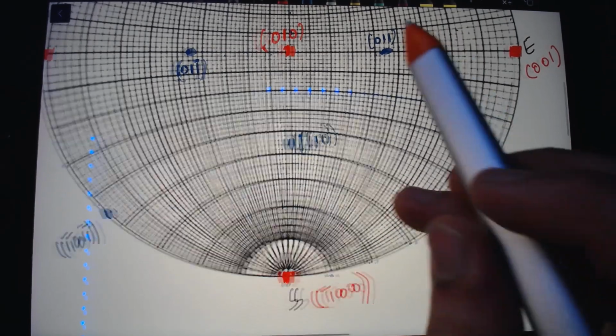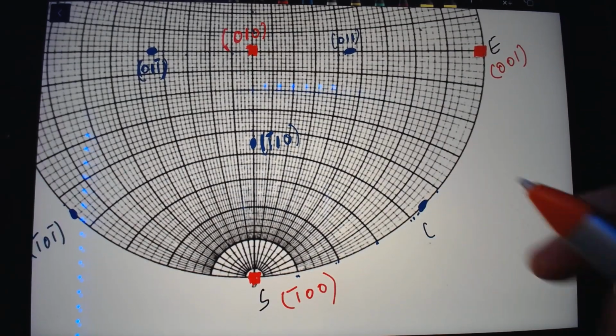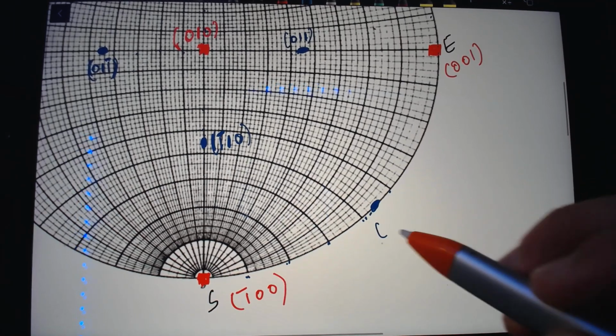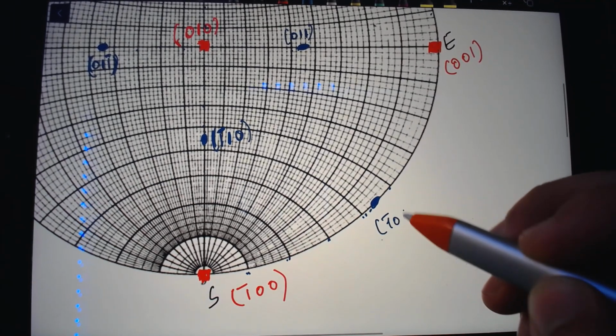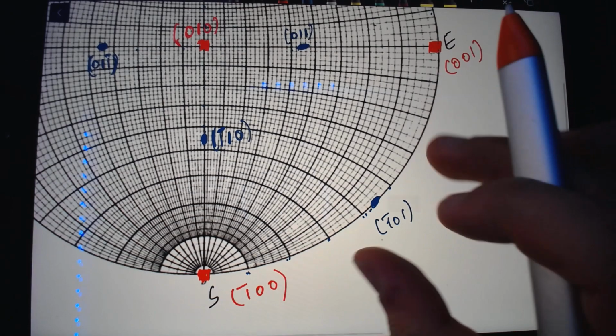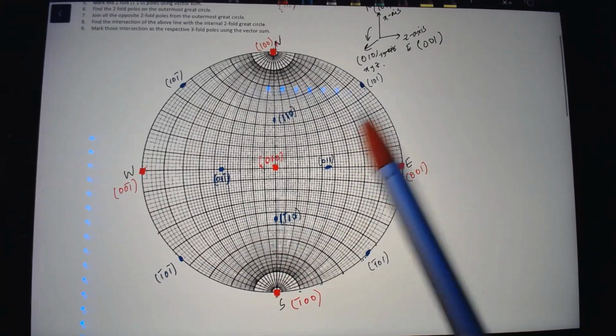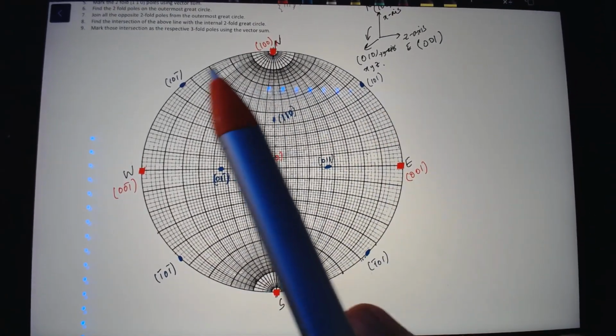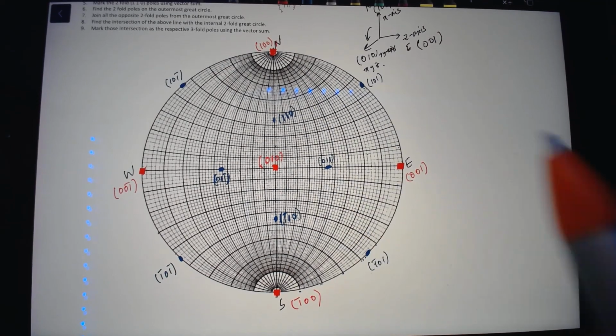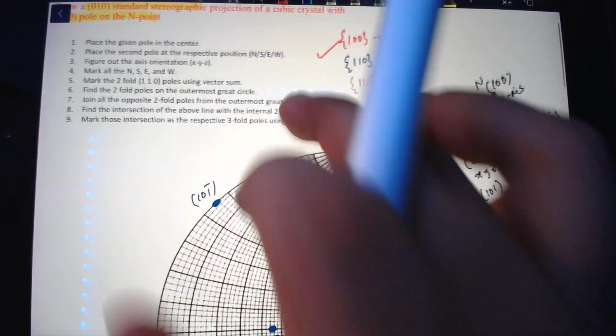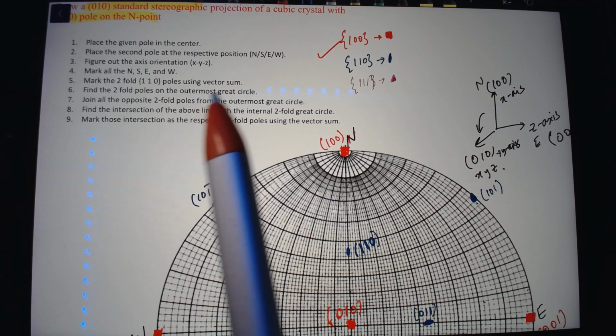Yes. And then therefore this just becomes the sum of the east and the south, which is bar 1 0 1. Alright, so now we have finished all the two-fold poles, both on the inside and the outside. And again, just to reiterate, this was the step number 6.